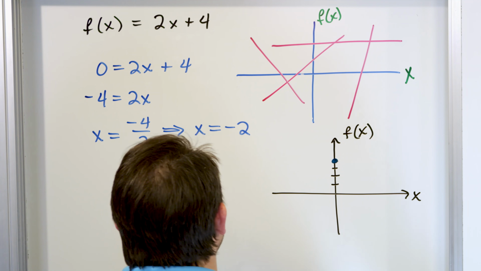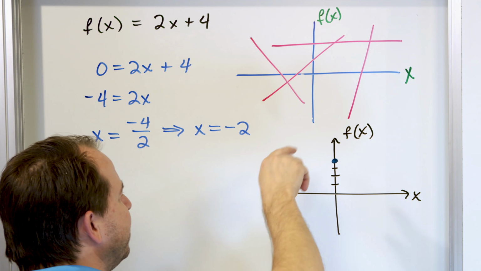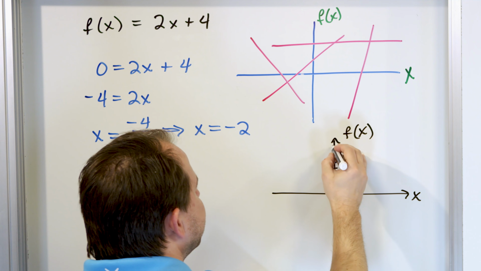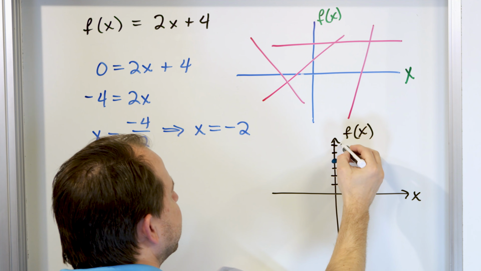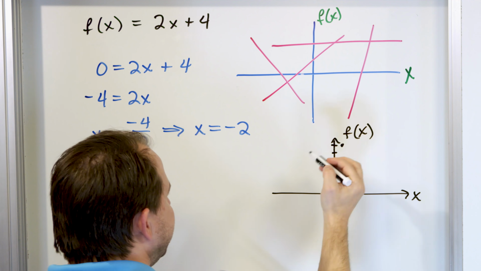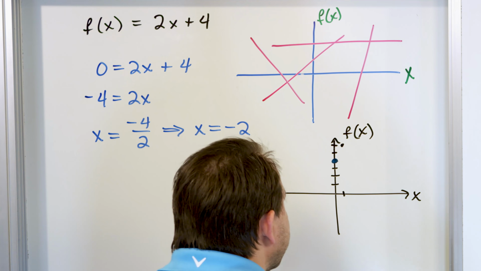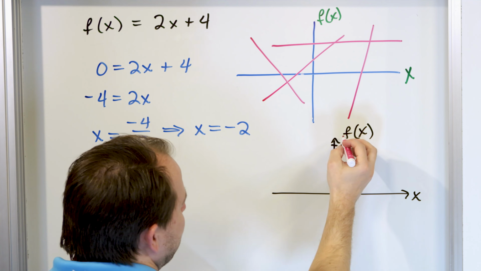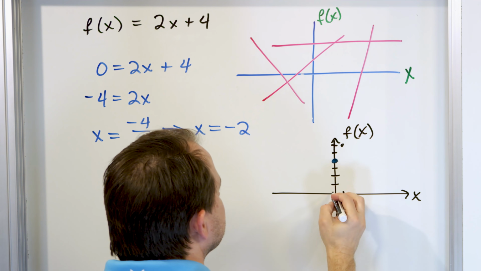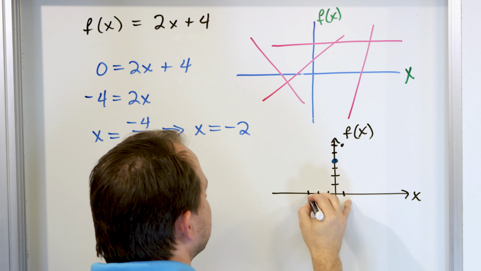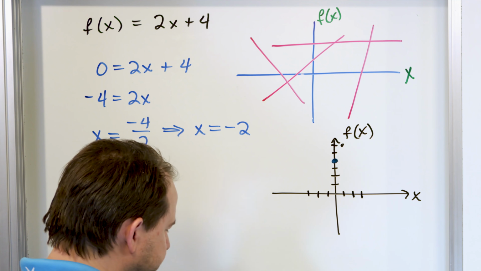The slope of this line is positive 2. That means up 2 over 1. So up 2 and over 1. So up 2 from here over 1 means I should have a point somewhere around here. So I cannot do this expertly. I'm sorry about that. But let me draw a few more tick lines to see how things go, like this.